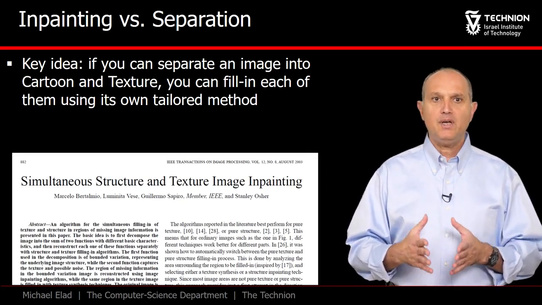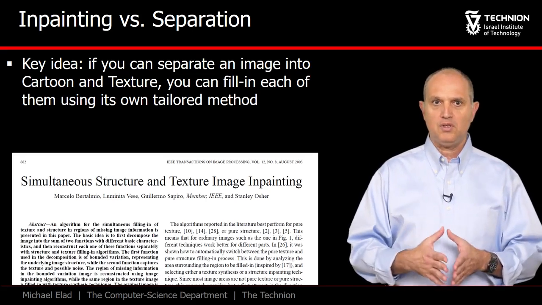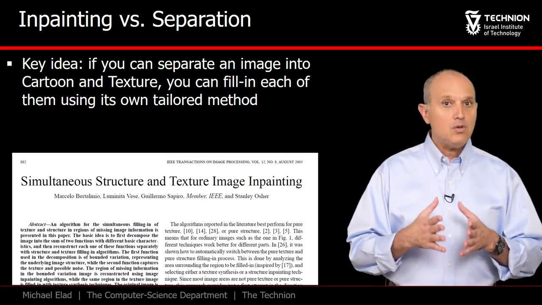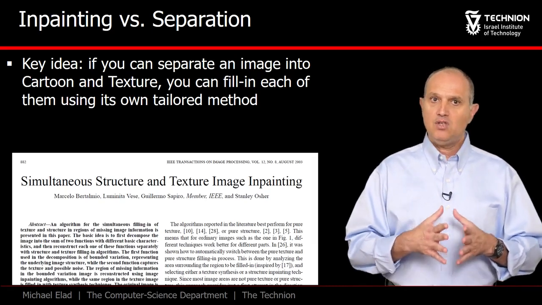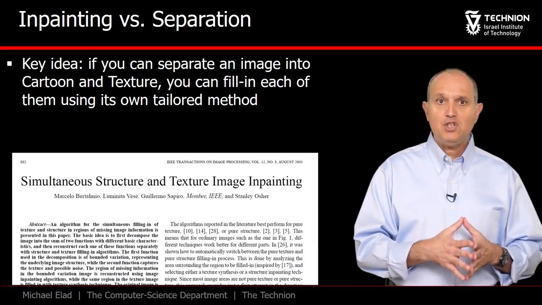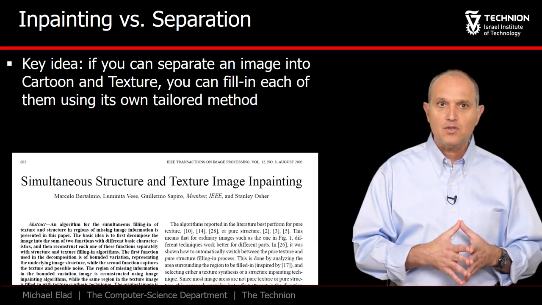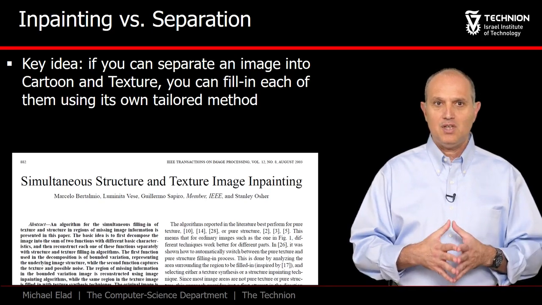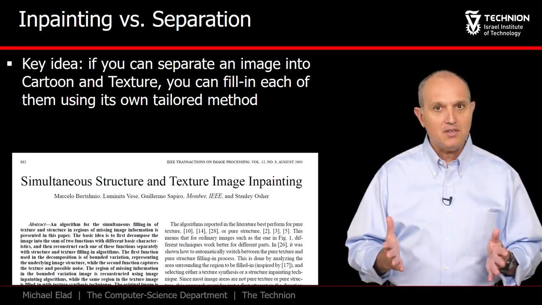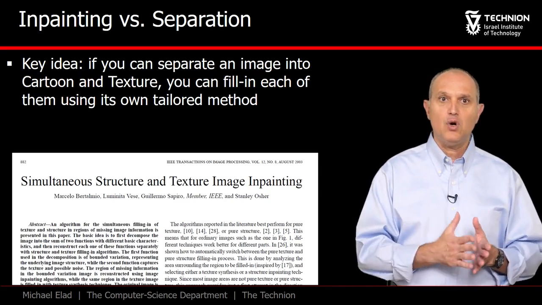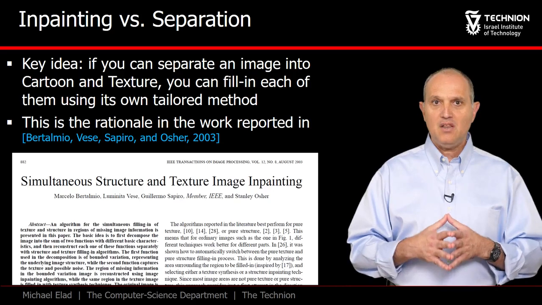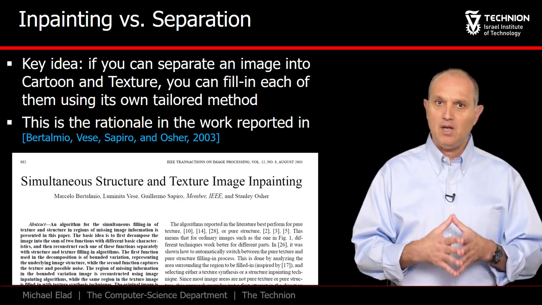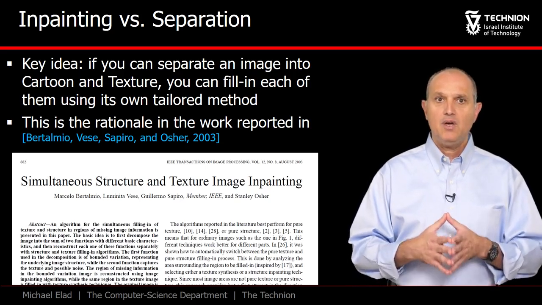We do know how to inpaint cartoon images by forcing smoothness and continuing edges. We also know how to inpaint textures by texture synthesis techniques. These are two very different methods, and each is suitable for its own content. So, given an image that has both contents, we separate, inpaint each part with its own appropriate method, and then merge back. This is exactly the idea advocated in this paper by Bertalmio, Vese, Sapiro, and Osher.